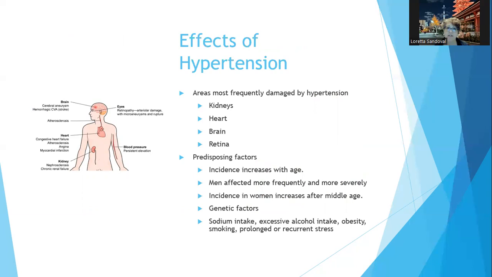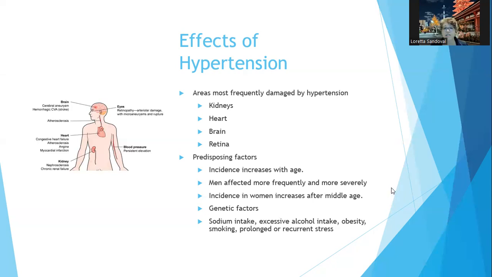So predisposing factors for hypertension: the incidence of hypertension increases with age. Men are affected more frequently and more severely, but that's not to say that women aren't affected too. The incidence in women increases after middle age, like a lot of things. One of the reasons why a lot of the heart disease risk factors increase after middle age for women is because estrogen is cardioprotective.